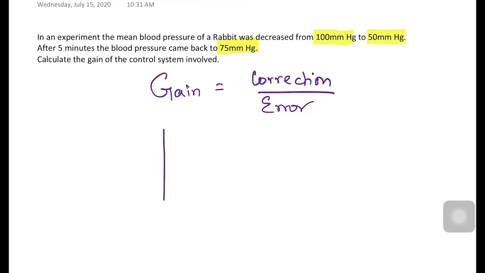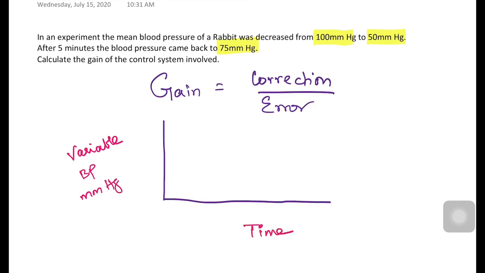It has a y-axis and an x-axis. The y-axis is the controlled variable, that is the blood pressure here in millimeters of mercury, and the x-axis is time. Let's draw these values. Now at the beginning it was 100, isn't it? It was 100, and this is the set point of the system. It was at 100 before any intervention.